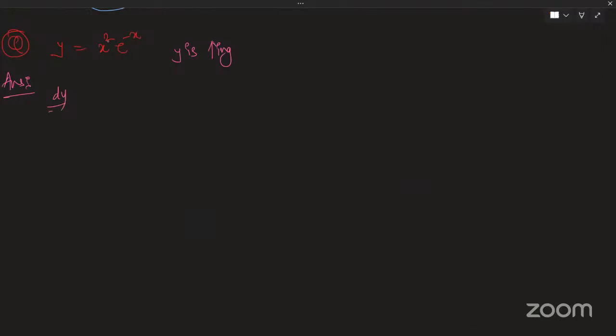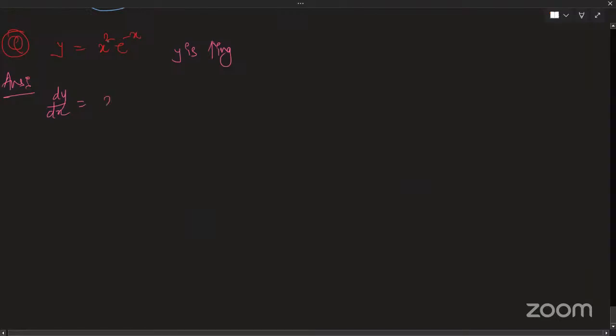So just one last question before going today. You have been given a function y is equal to x square e raised to minus x, and you need to tell me what are the intervals where the function is increasing. Let us have a look. Can you just differentiate this and tell me what will be the derivative of this thing?